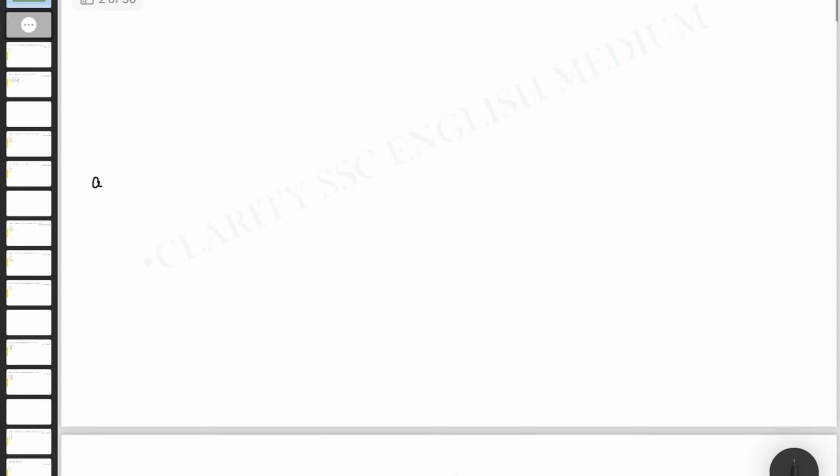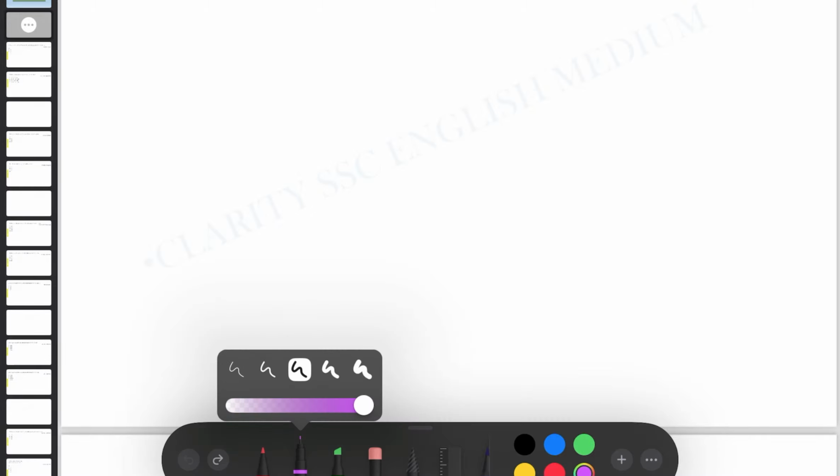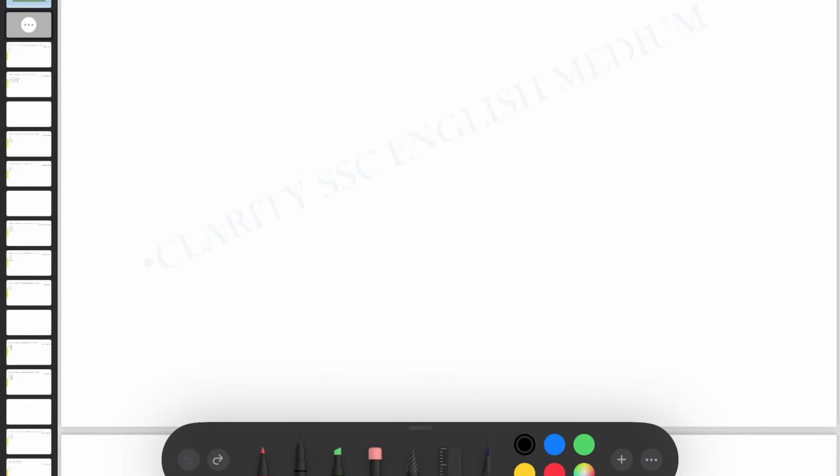In order to understand this topic, we need to know the formula first. Let me write the formula. The formula for a cube plus b cube plus c cube minus thrice abc. So there are four formulas. You need to know these four formulas.